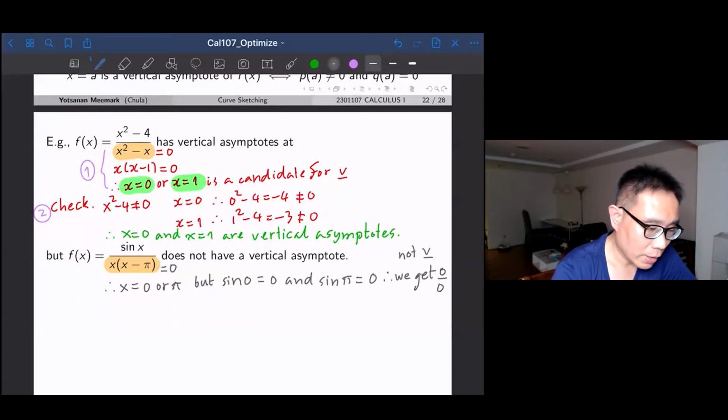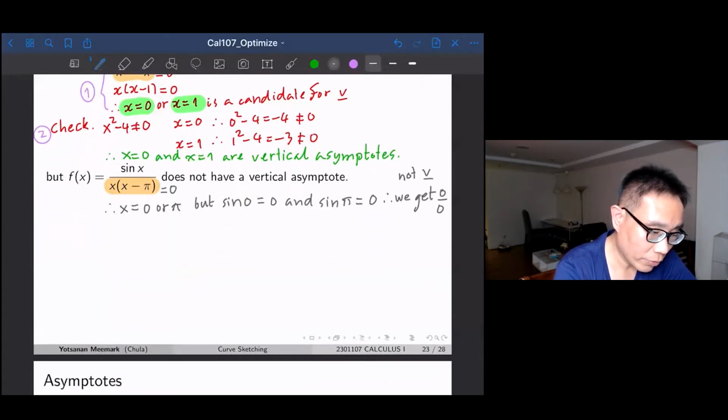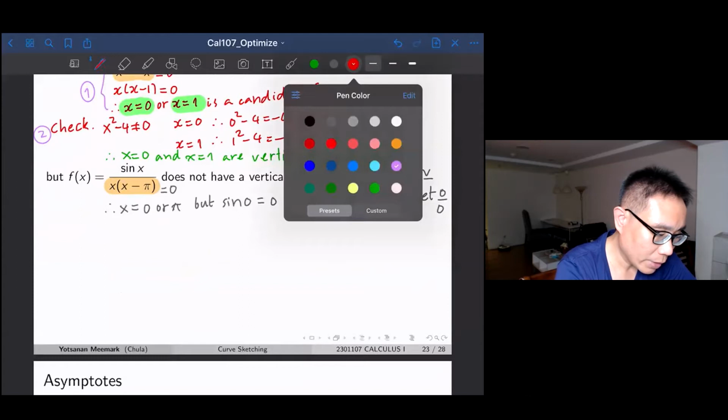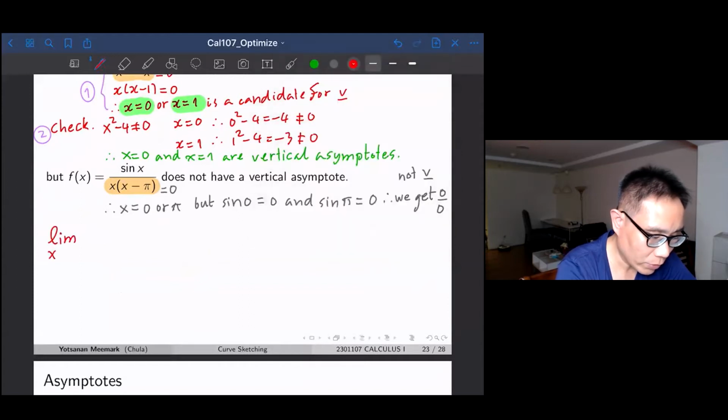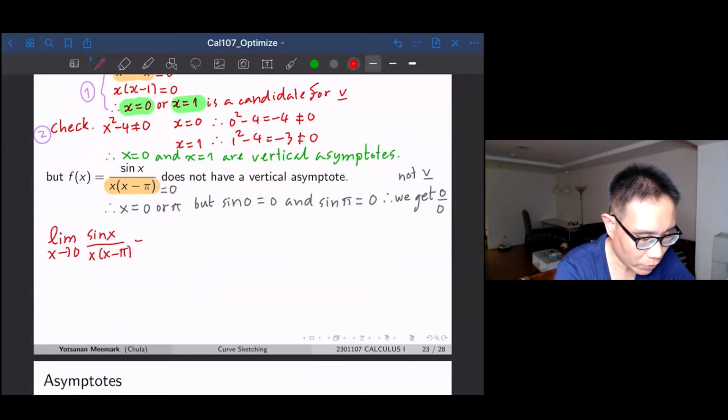We're gonna see also that if you find the limit as x goes to 0 of sine x over x times (x minus pi), this thing is sine x over x times 1 over (x minus pi), and you have sine x over x.